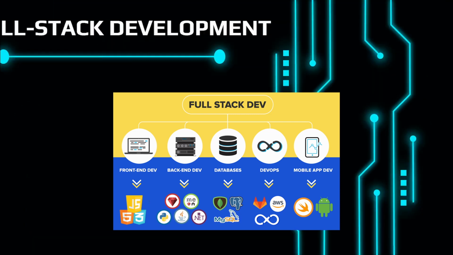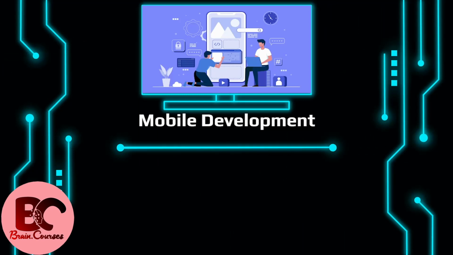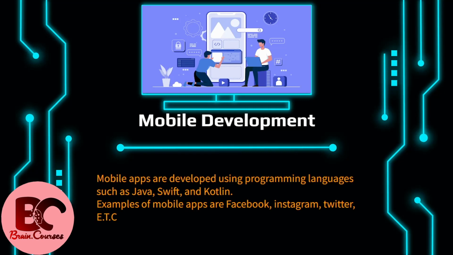So now let's dive into the next thing, which is mobile app development. Mobile app development is the act of building mobile applications for mobile devices, for Android, iOS, and other operating systems that run on mobile devices. Examples of languages that run mobile development are Java, Swift, and Kotlin. Examples of mobile apps are Facebook, Instagram, and Twitter, with many more like that.